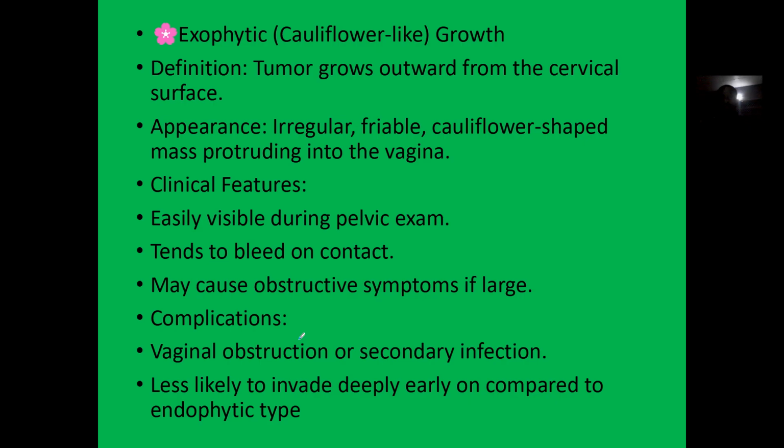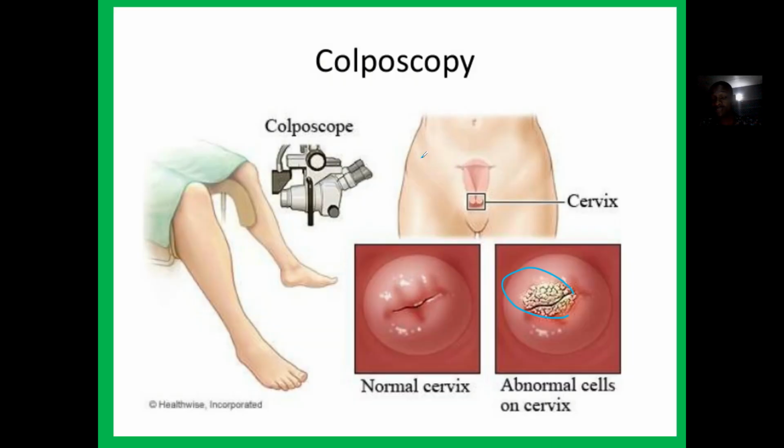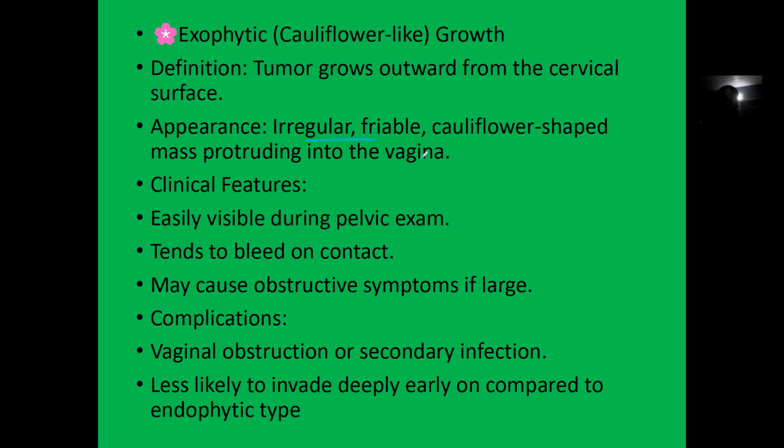So the tumor grows outward from the cervical surface. It's an irregular, friable, cauliflower-shaped mass. So it's easily visible. If you check this one, you easily see it. It tends to bleed on contact.